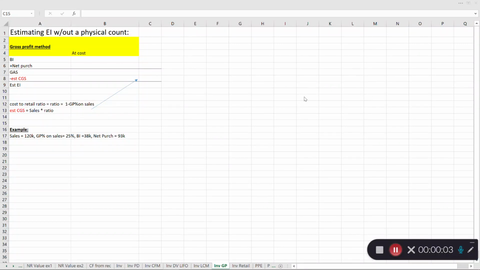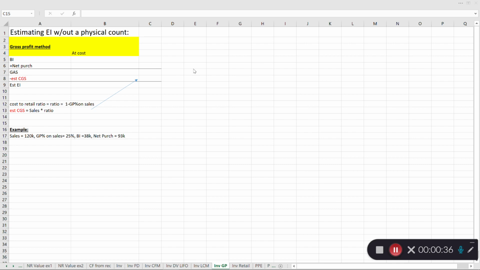In this video, we're going to discuss the gross profit method and how we use the gross profit method in order to estimate ending inventory without necessarily doing a physical count. And what I mean by a physical count is a physical count of your inventory. So usually at the end of a period, companies may do a physical count to determine what they have left, and in order to compute cost of goods sold, they subtract that ending inventory from goods available for sale.